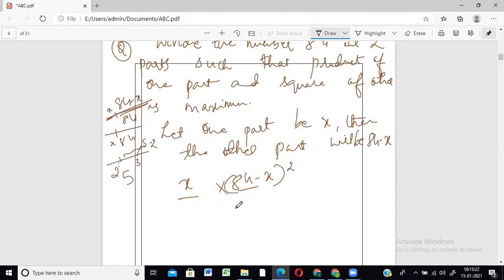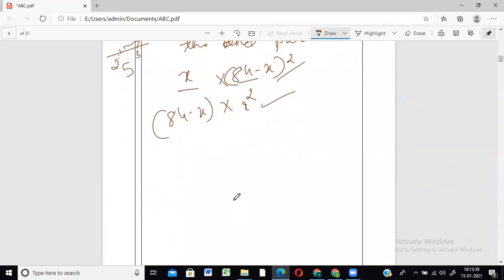Is this the only way possible? No, right? The other way is also possible. See, they are just telling you product of one part. So I can take the one part as 84 minus x, and then the square of the other part. You can take either this or this. Both are okay. So suppose I take the second one. The major function is x square into 84 minus x.